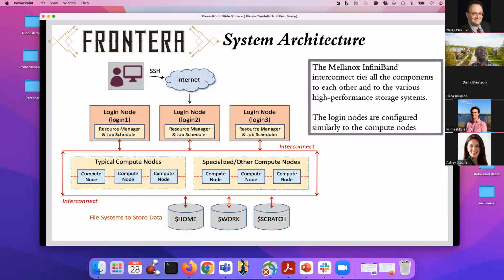So it has the login nodes, and there are 3 of them, and a typical compute node and other specialized compute nodes as well. So you have a home partition, work partition, and scratch partition, all of that interconnected through a network fabric, which is a Mellanox InfiniBand interconnect. The login nodes are configured similarly to the compute nodes.